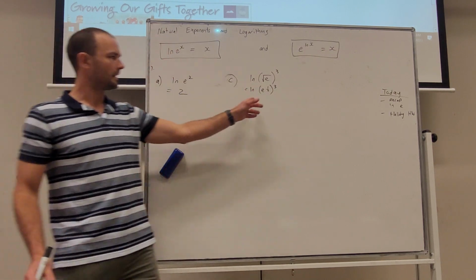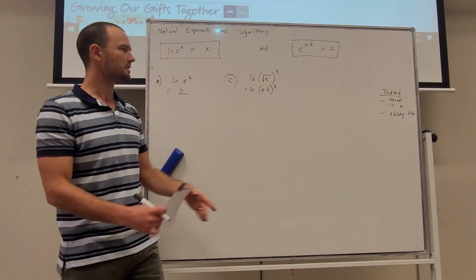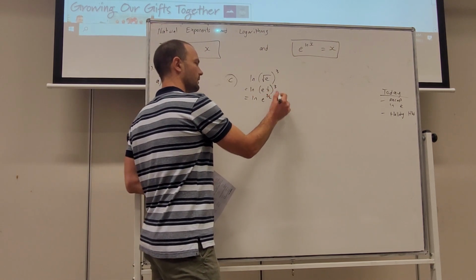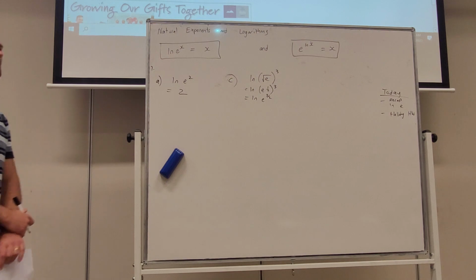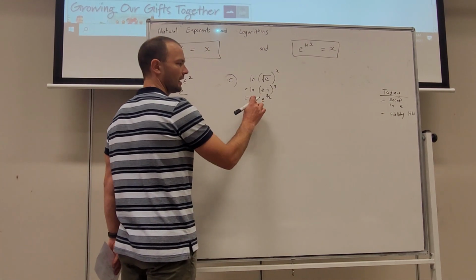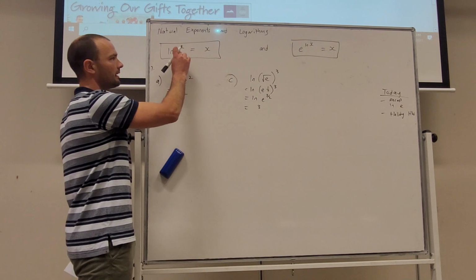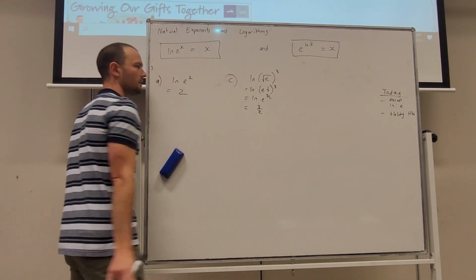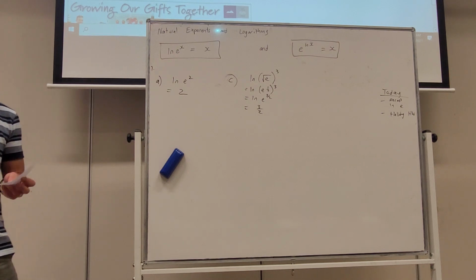Then we have e to the half to the power of 3, so we're going to multiply those two powers together. That's to the 3 on 2. Half times 3 is 3 on 2. And so this will simplify to ln e to the 3 on 2. ln e to the x is x, so ln e to the 3 on 2 is 3 on 2. Any questions so far? All right, jump ahead to e.